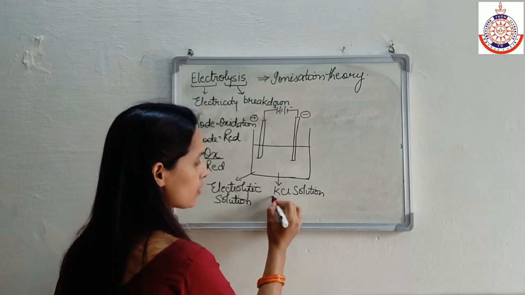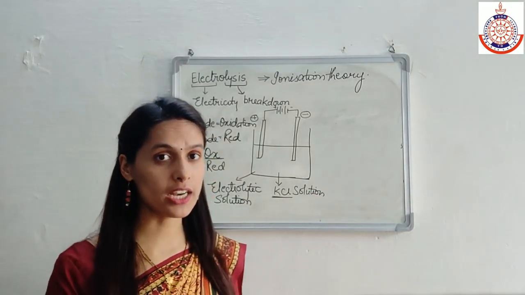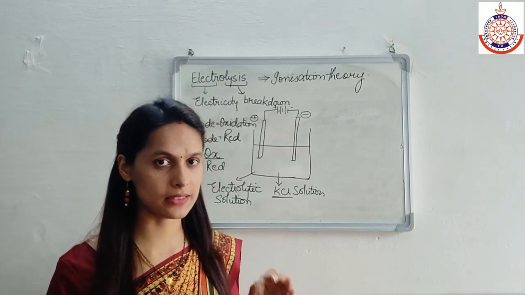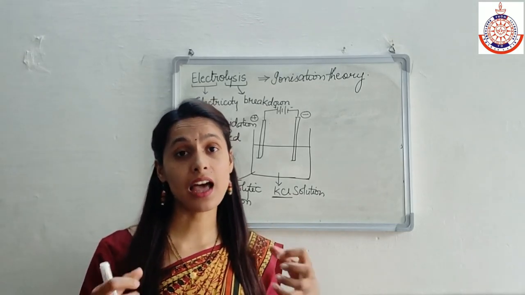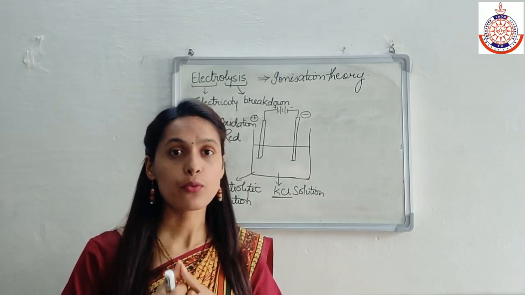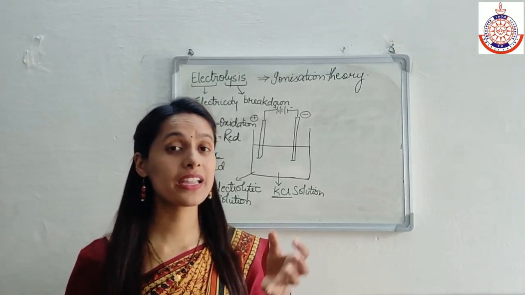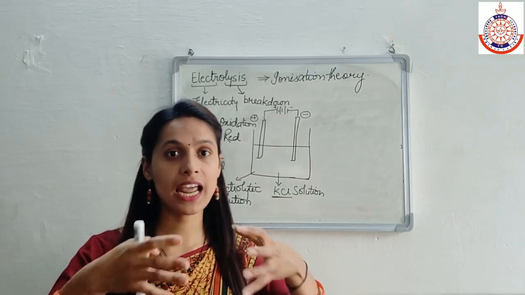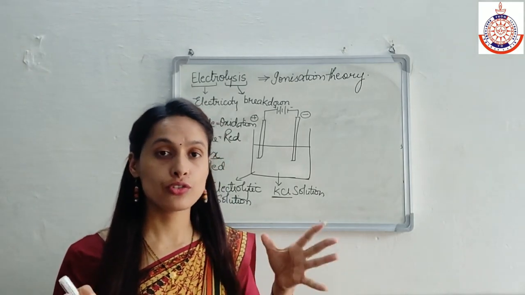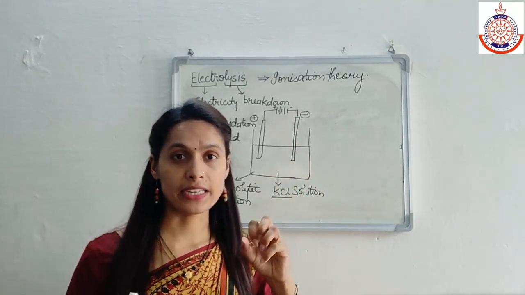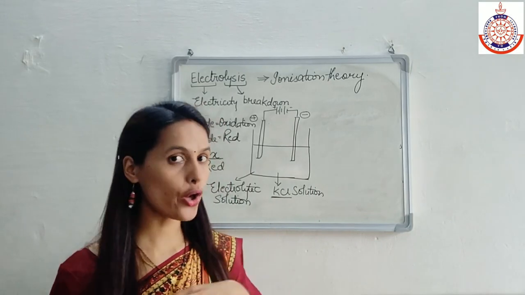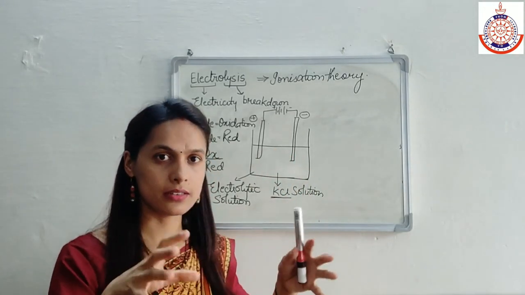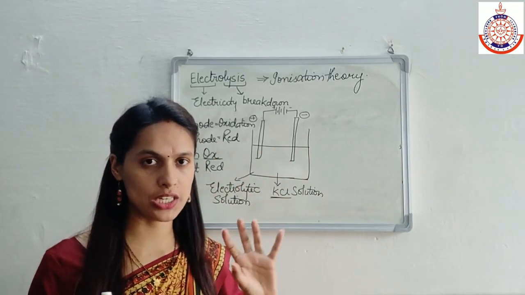Whenever KCl is present in solid form, its ions are closely packed to each other. But whenever I convert the solid form into the aqueous form or the molten state, its ions get dissociated and move apart from each other. So whenever the electrolyte is in its aqueous form or molten state, the ions are present in the dissociated form.